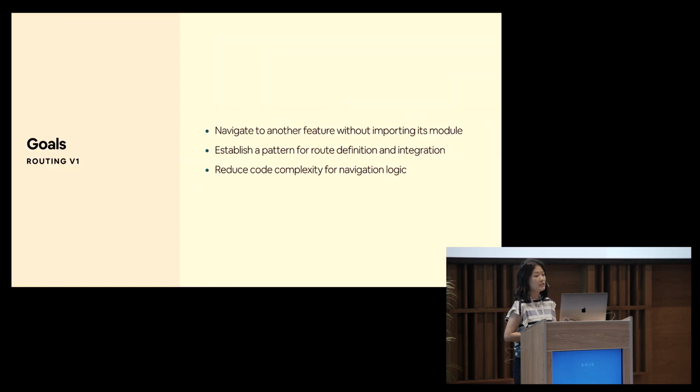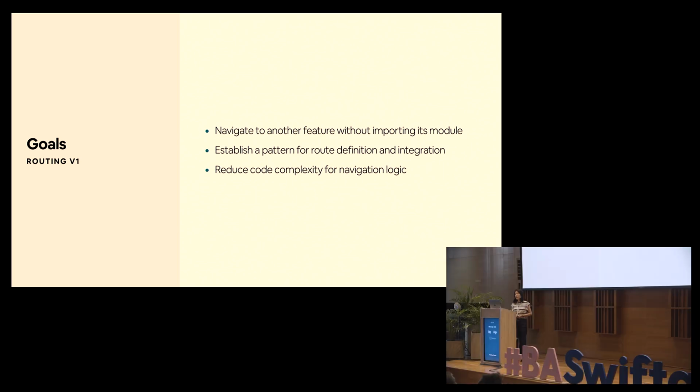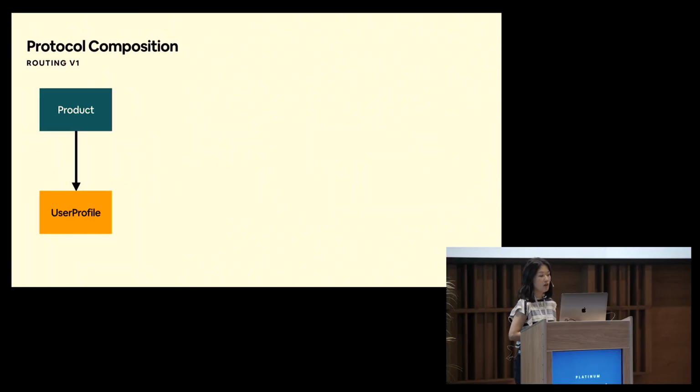The goals for the first version included being able to navigate to another feature without importing its module, establishing a pattern for route definition and integration, and reducing code complexity with navigation logic. The way that we did this was through Swift protocol composition.